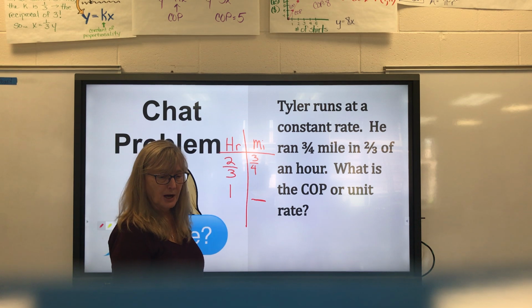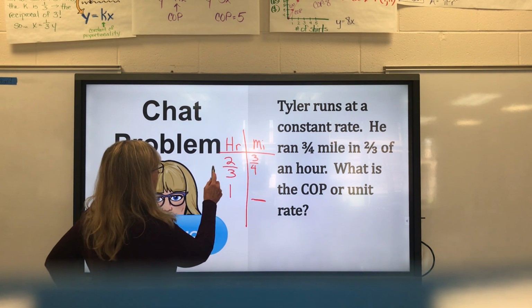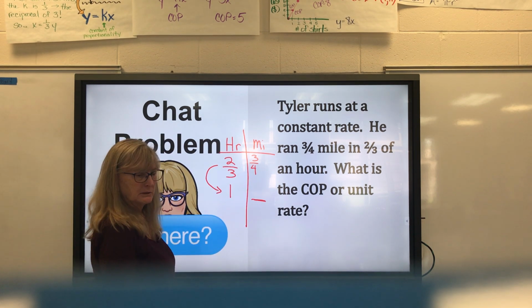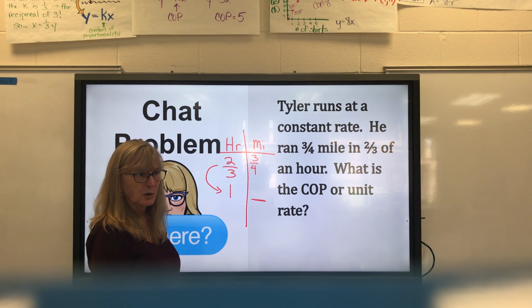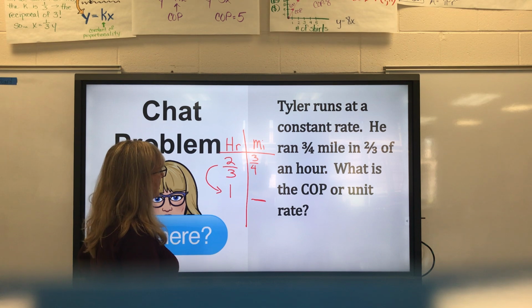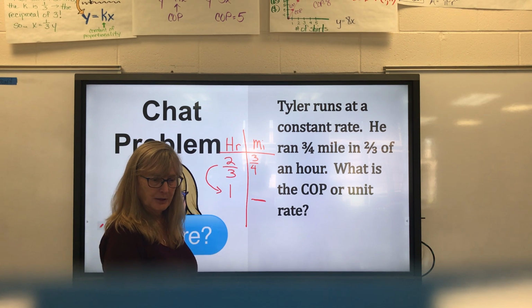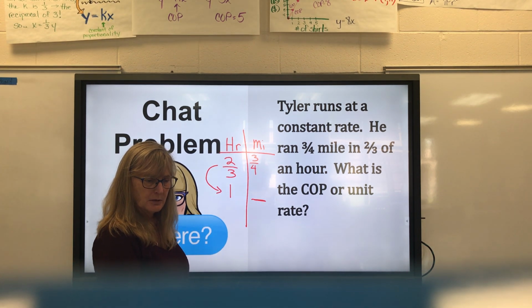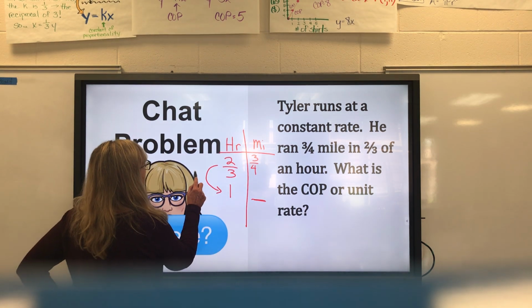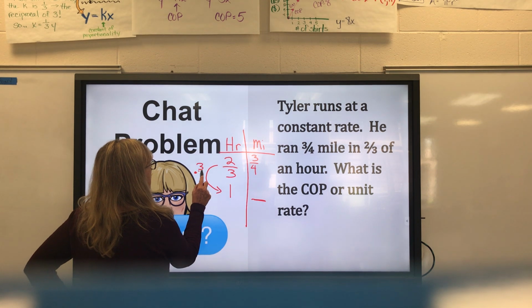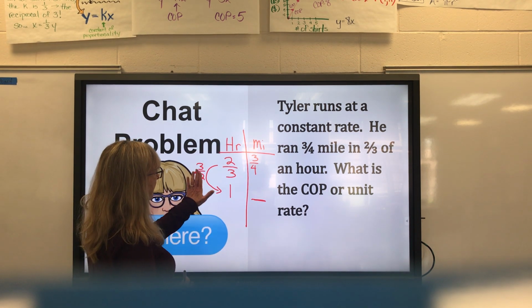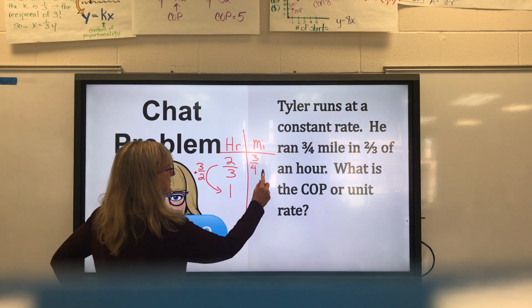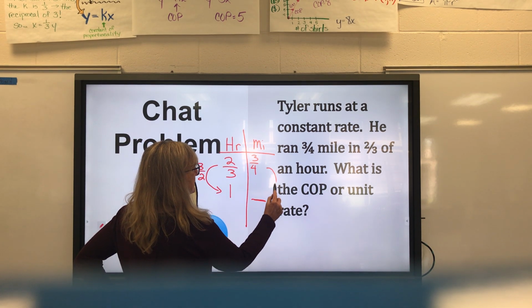Okay, we've got two options. Can we look at it going this way? How do I get from 2/3 to 1? What do I multiply it by, or what do I divide it by, whichever way you want to go? What are we going to do? Multiply by the reciprocal. Awesome. So I'm going to multiply that by 3/2, and that's going to give me 1.